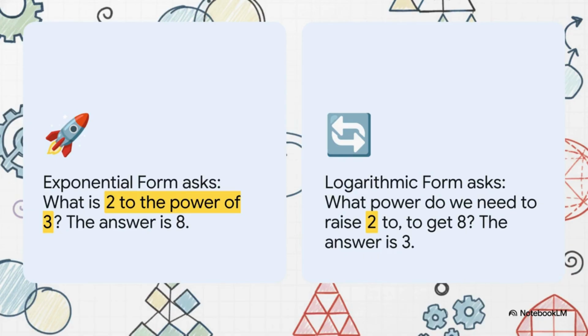But now look at the right. That's a logarithm. It asks the reverse question. It says, hey, to get the number 8, what power do I need to raise 2 to? And the answer, of course, is 3. They're just two sides of the very same coin.